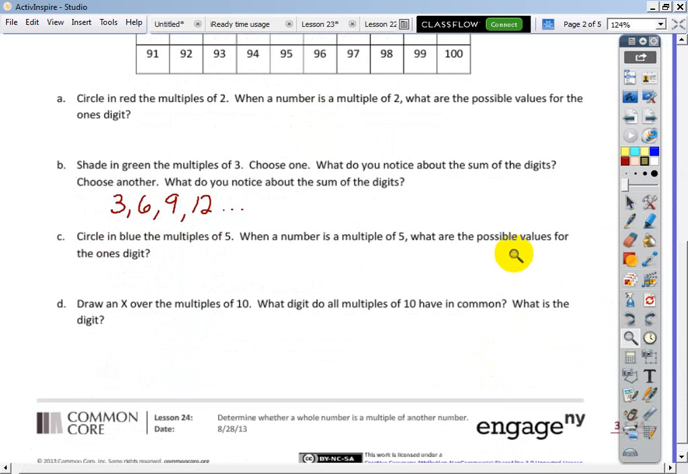Circle in blue the multiples of 5, counting by 5. Anything that ends in a 0 or 5. Draw an X over the multiples of 10. Oh, multiples of 10. Those are easy. Count by 10s, and you'll find them all. Go ahead and do that. Raise your hand when you're done. I'll check your work. Sounds like fun.